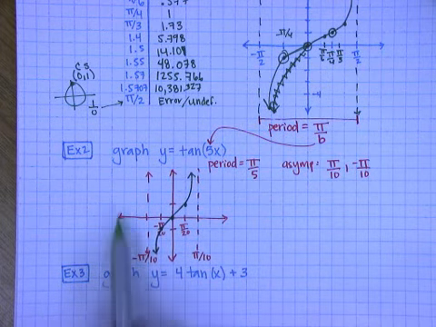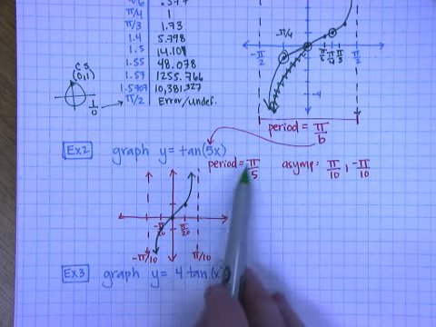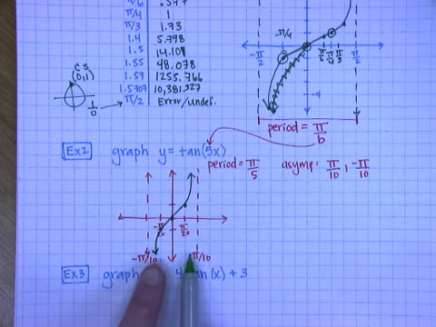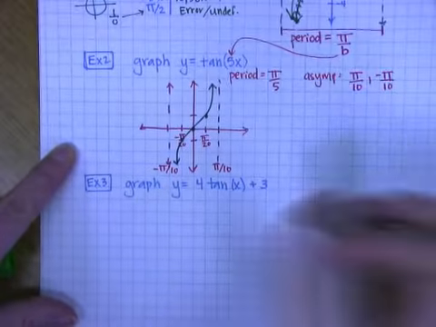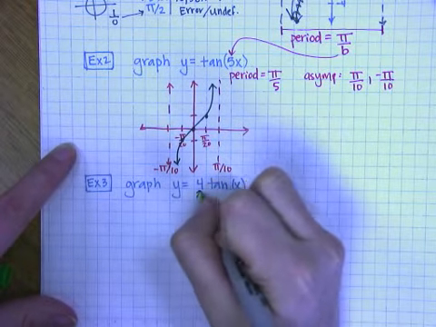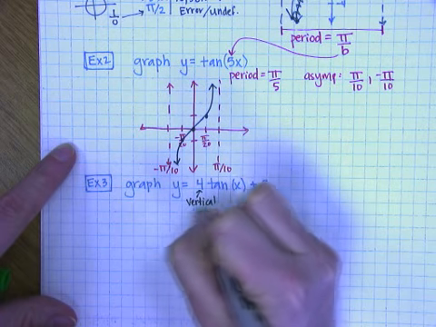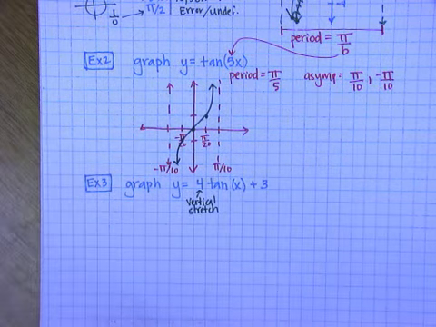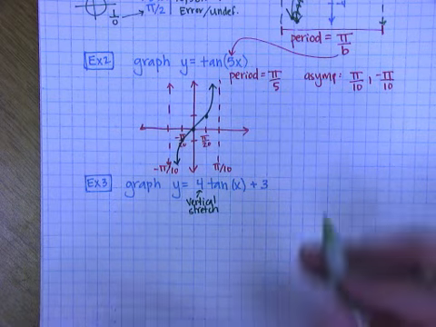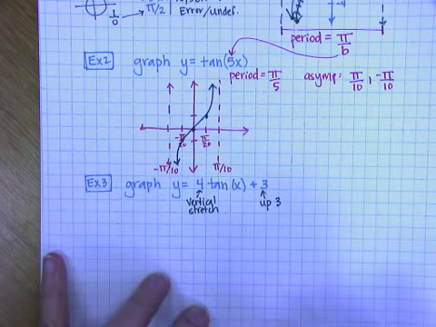So this would be one cycle of this tangent graph where the period, you know, if it's going 5 times around the circle faster, then in 1/5 of the amount of time we're getting one cycle. So it's shortening up that cycle. Now if you see something like a 4, this is going to affect the height of the key points. It's a vertical stretch. So instead of being at 1 and negative 1, it'll be at 4 and negative 4. And here, this is going to move the whole graph up 3.